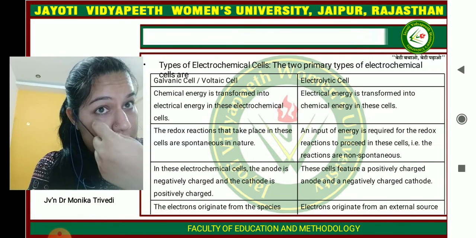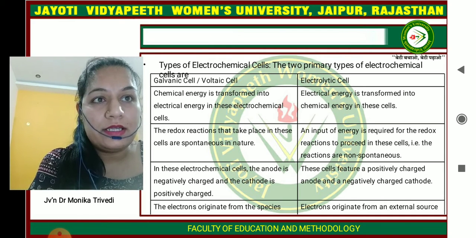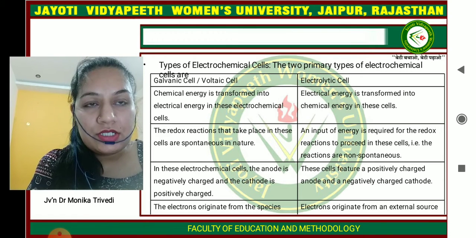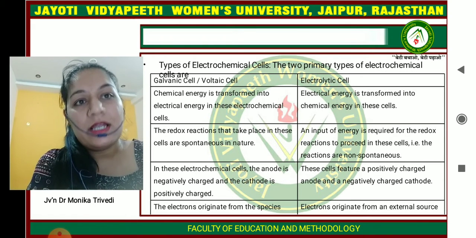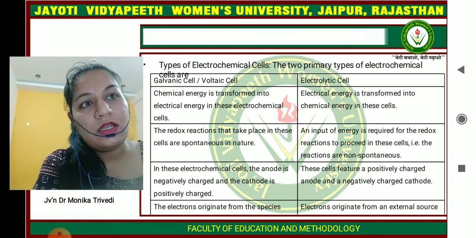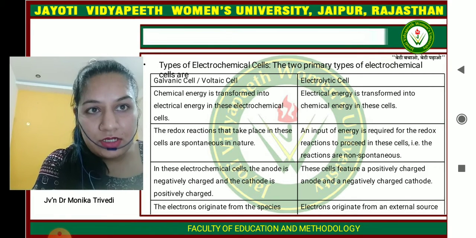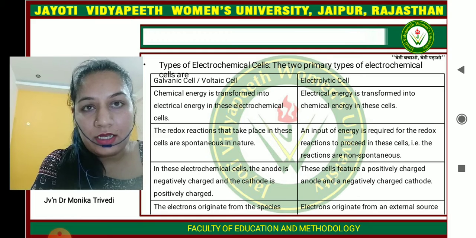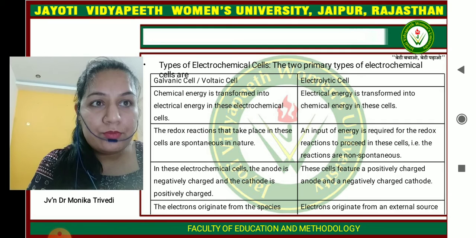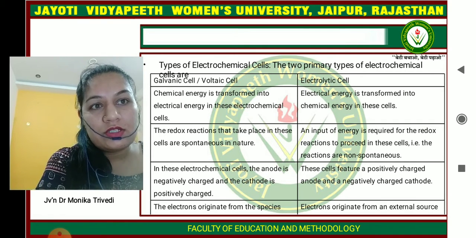Generally the electrochemical cells are of two types: galvanic or voltaic cells, and electrolytic cells. In galvanic cells, chemical energy is transformed into electrical energy. In an electrolytic cell, electrical energy is transformed into chemical energy. In a galvanic cell, the redox reaction that takes place is spontaneous in nature, and in an electrolytic cell, an input of energy is required for the redox reaction to proceed. In this kind of cell the reactions are known as non-spontaneous.